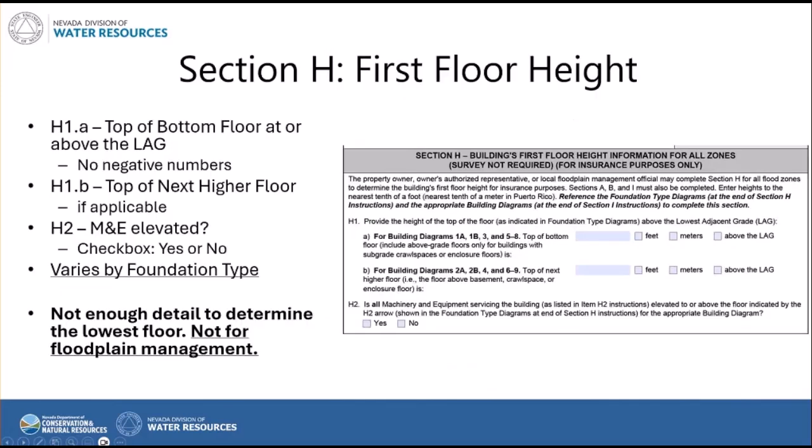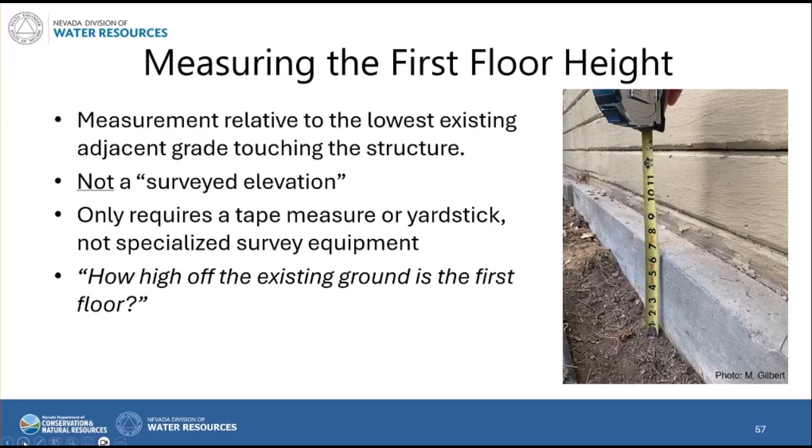Again, not enough detail to determine the lowest floor. This isn't something you're going to be reviewing as standard practice in floodplain management, but you may have individuals ask you to help them complete it. There's lots of nice detailed instructions in the form for this and all the other sections. Again, just like E and F, this is a relative measurement. We're not using fancy Trimbles, just a tape measure or a yardstick to figure out how high off of the existing ground level is the floor of the building.